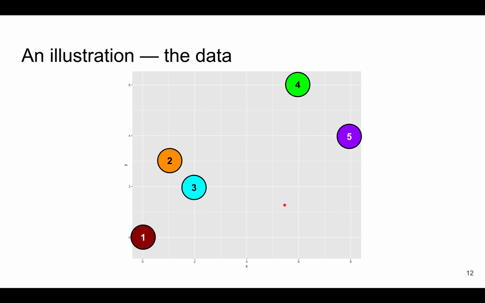Let's illustrate how this works by looking at a very small example with 5 data points: 1, 2, 3, 4, 5.